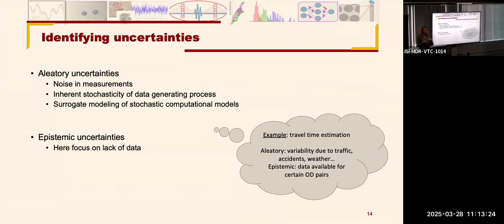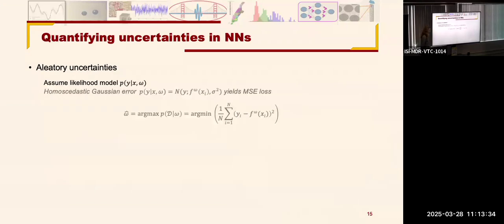So this is where those places where I'm trying to train my model, but I don't have a lot of data. This is where I'm going to have epistemic uncertainties. And I'm trying to quantify both of these uncertainties. And because they come from two different sources, they have different meanings, we actually quantify them in different ways.